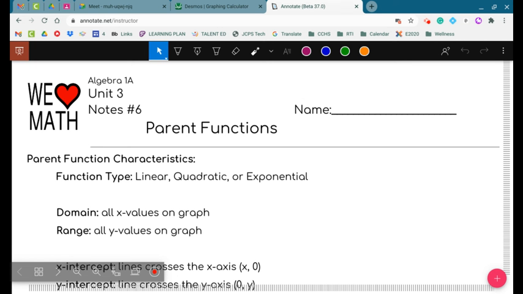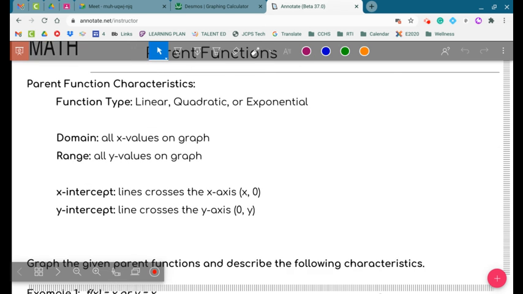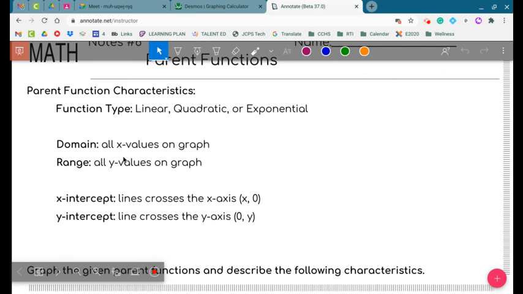Okay, today we're going to cover our last notes before we take our next test. And this is over parent functions. So parent functions, you're going to have a lot of memorization. It's going to include our input and output tables, and then we're going to have to identify some characteristics from it. So whenever we're identifying some characteristics, just some bullet points, you'll have to identify the function type. So is it linear, quadratic, or exponential, which you guys have been doing great with.